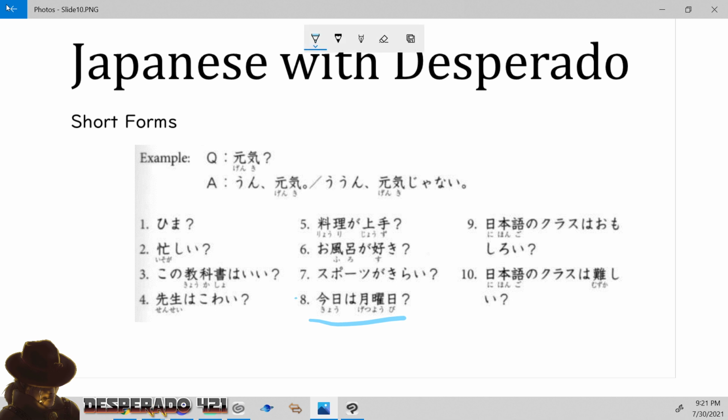Can you read number 8? Getsuyobi. So, kyo wa getsuyobi. Very good. Tomorrow is Sunday? Not tomorrow, sorry. Yesterday is Sunday. That's kino. Today is Sunday. This is the symbol for sun. This is the symbol for moon. Very good.